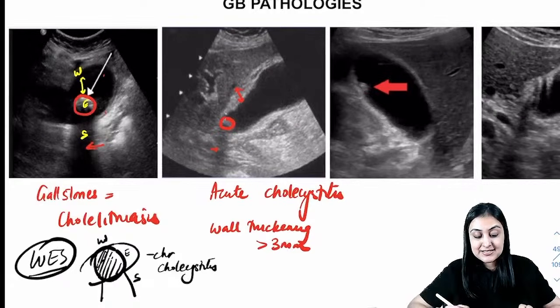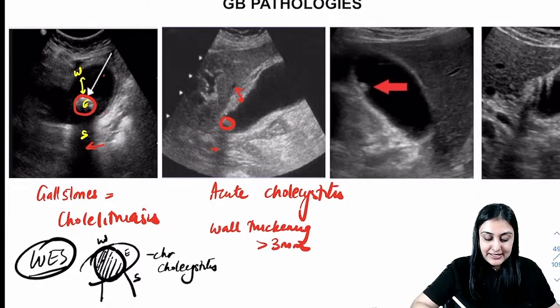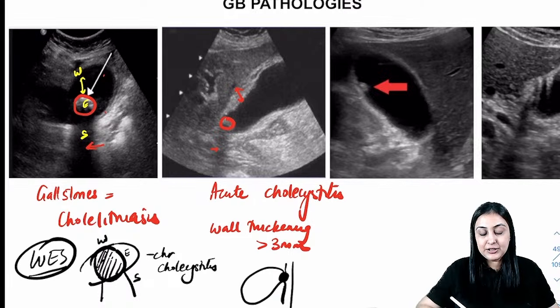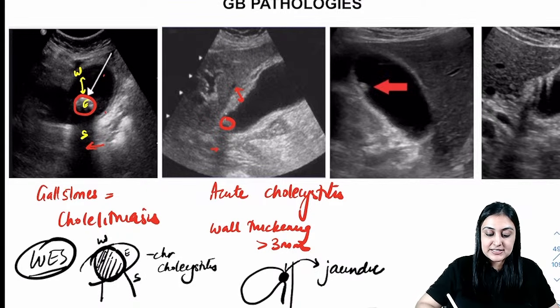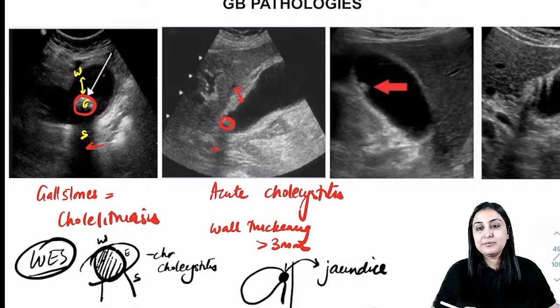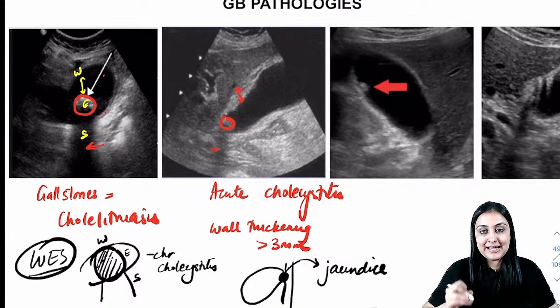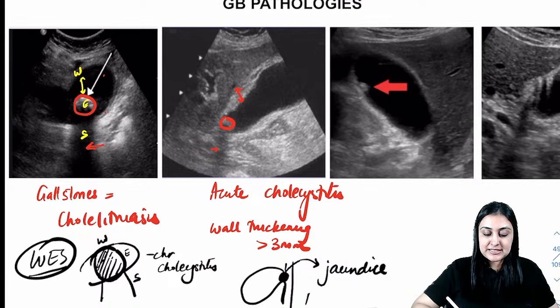What is Mirizzi syndrome? Let's say this is a gallbladder stone which is impacted here, compressing on the bile duct and causing obstruction. So when you have a stone which is obstructing and causing obstructive jaundice, where is the stone? In the gallbladder. So when you have a stone in the GB neck which is causing obstruction of the CBD, this is called Mirizzi.